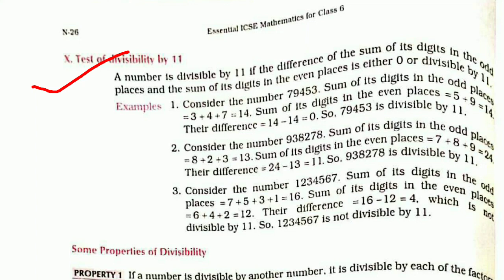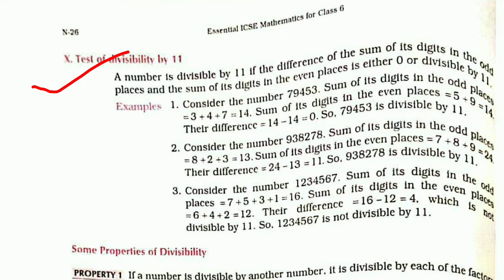Now we will add the even place digits. So here in second place 5 is there, so we will write 5, and in fourth place 9 is there, so we will write 9, and sixth place is not given, so we will add these two digits 5 and 9, and after adding we will get 14. So now we will find out the difference. Here also 14 is coming, here also 14 is coming. When we subtract these, we will get 0. So we can say that this whole number will be divisible by 11.